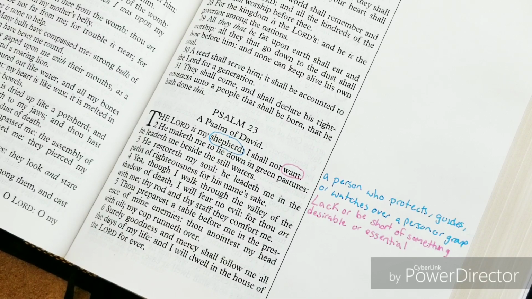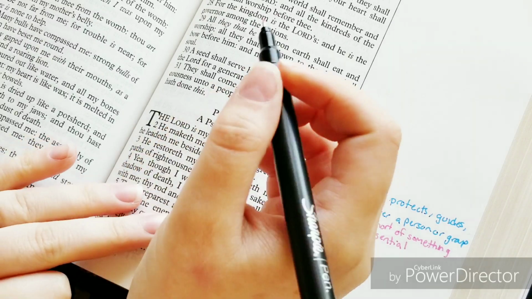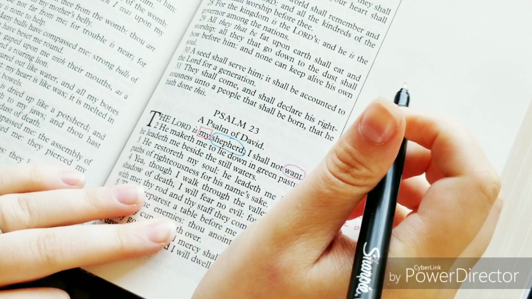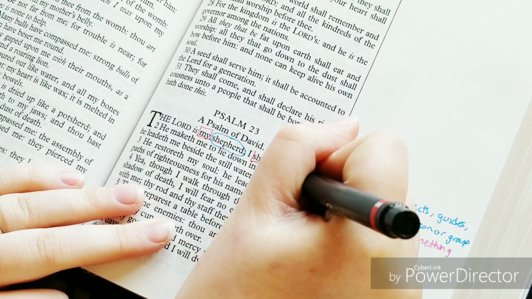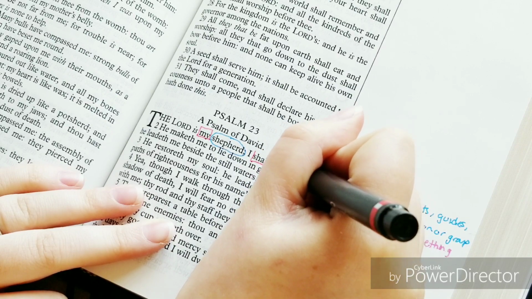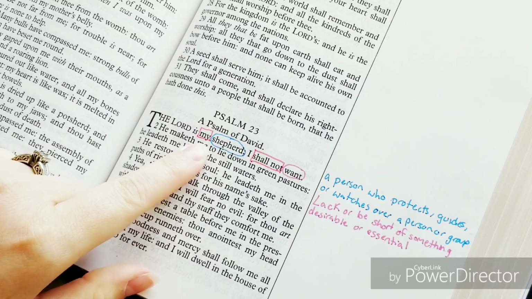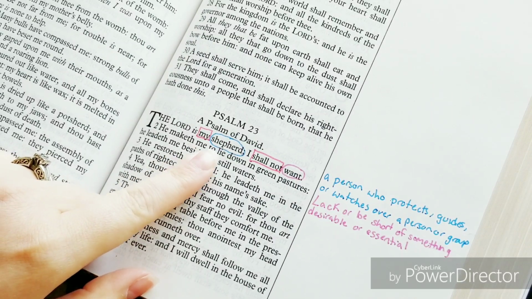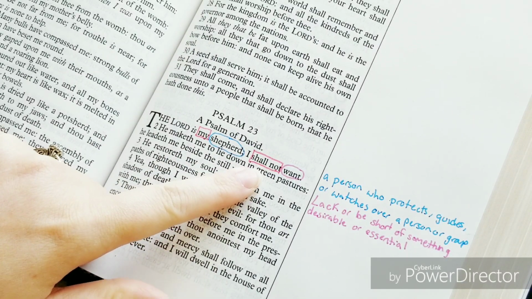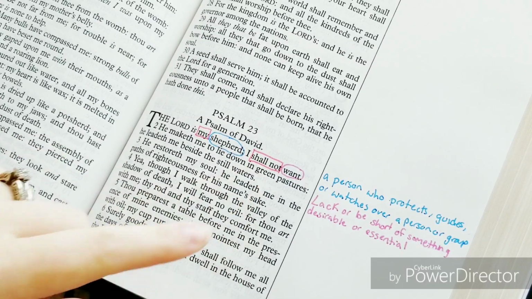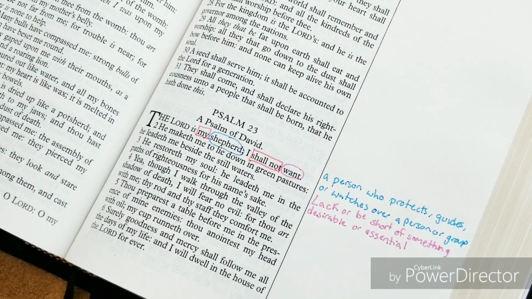So for me, I'm going to box in my and shall not, because they stick out to me, because the Lord is my shepherd. My shepherd is very personal, right? So that's why it sticks out to me. And shall not is something I will not want. So that sticks out to me.